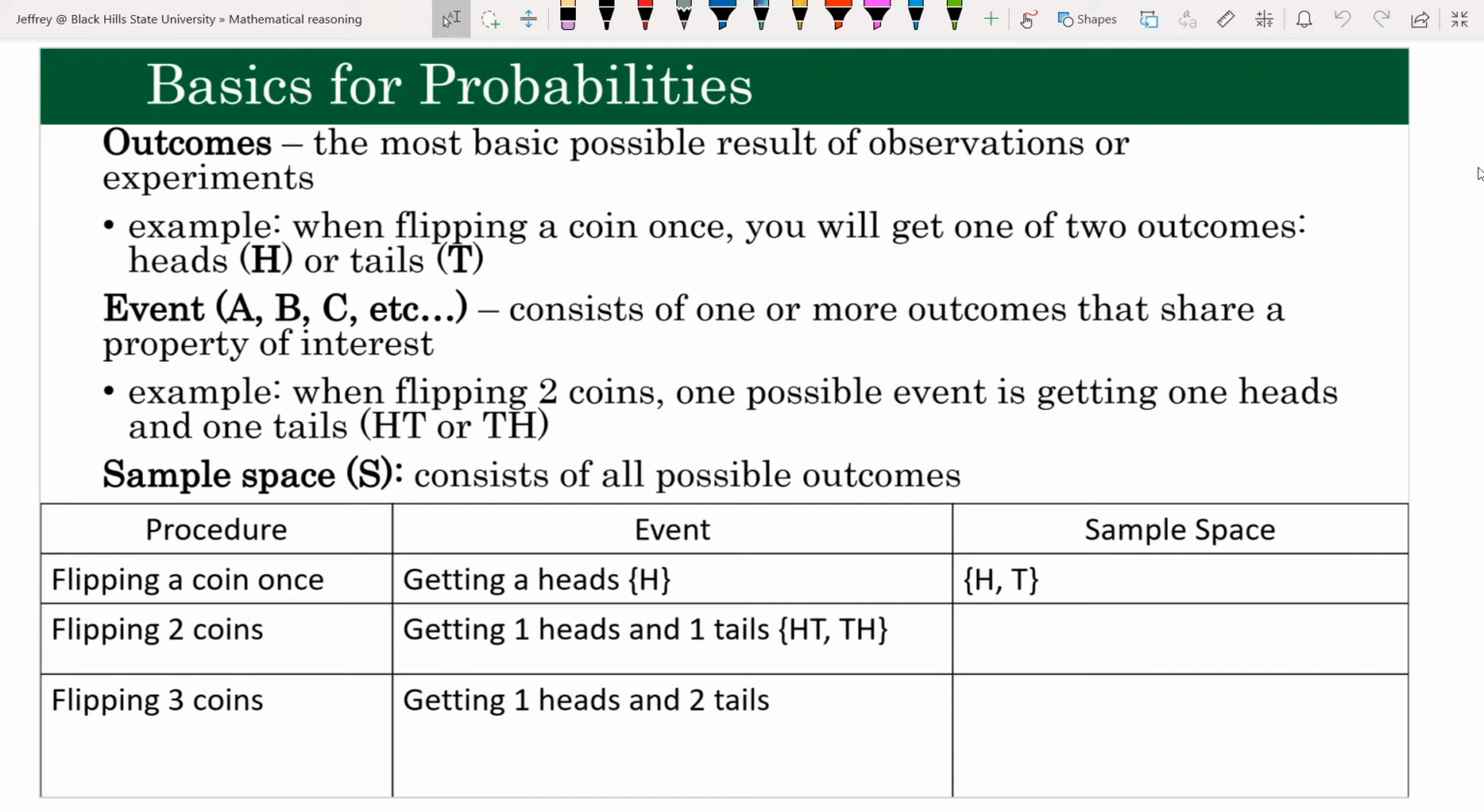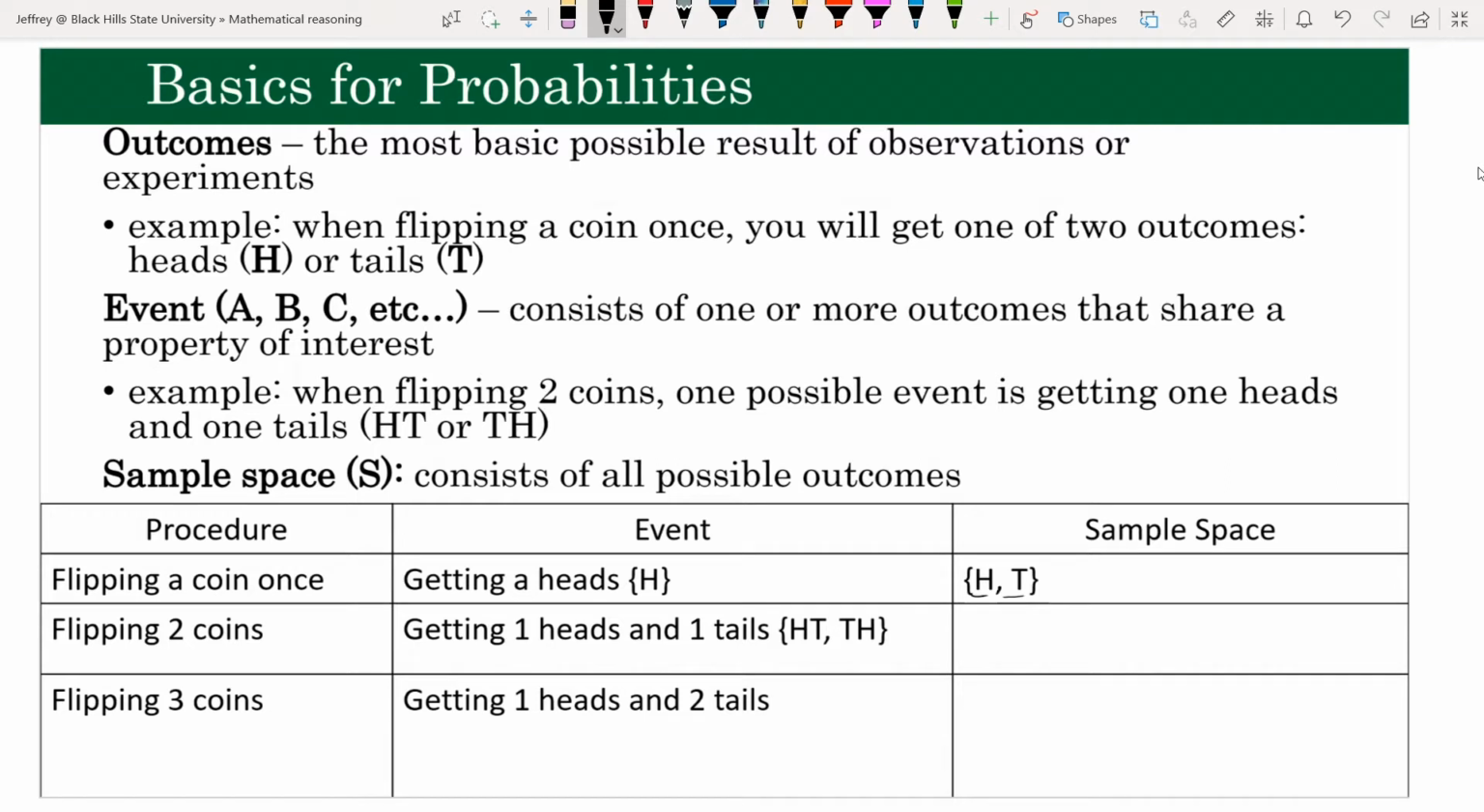So then we have what's called the sample space. The sample space simply lists out all possible outcomes. So for the first row in that table, we have the procedure where we flip a coin once, and the event is just getting a heads, so there's only one outcome in that case. However, we have two outcomes in the sample space, as we mentioned before. We have heads, and then we have tails.